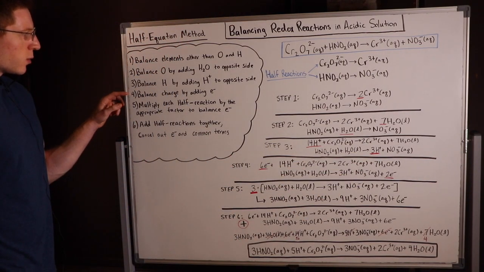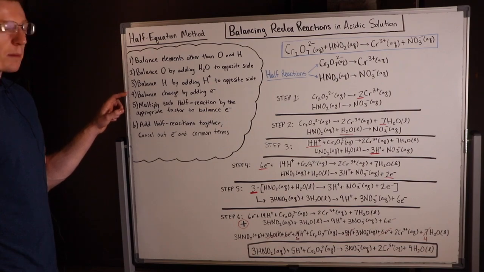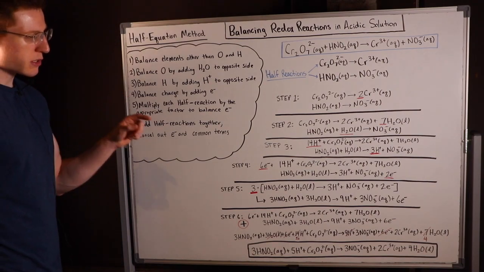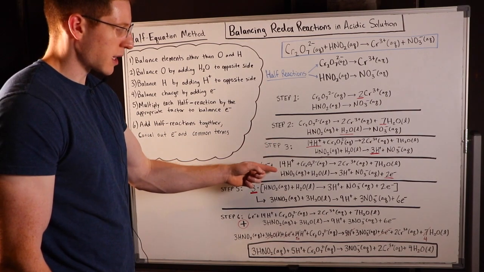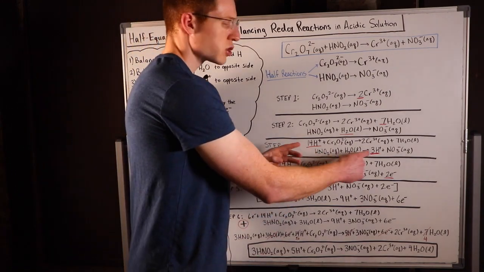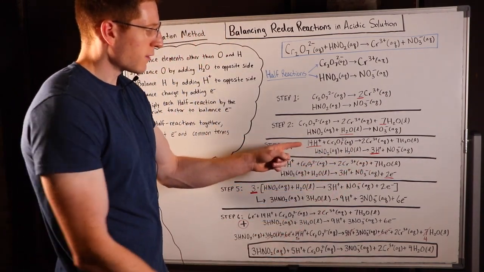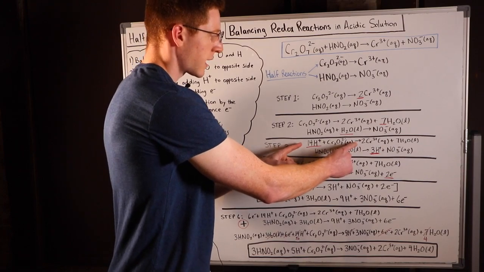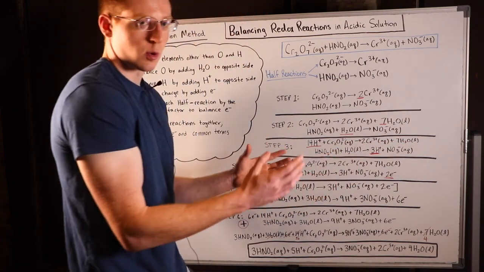So step 4, we have to balance the charge now by adding electrons. Let's look back at step 3 to see how we get to step 4. In step 3, let's check our charges. We have to make sure the charges are the same on the reactant and product sides for both equations.